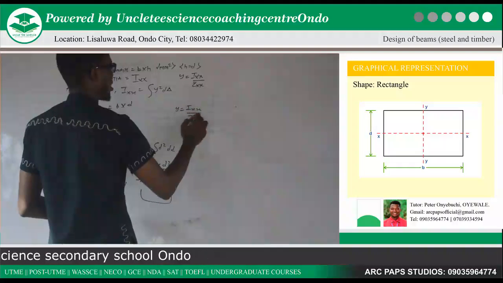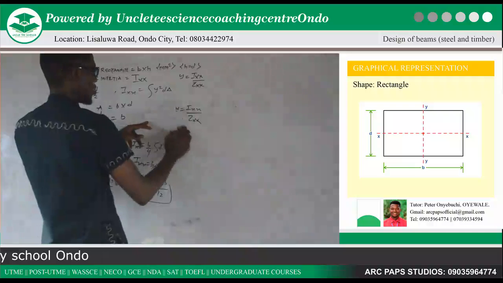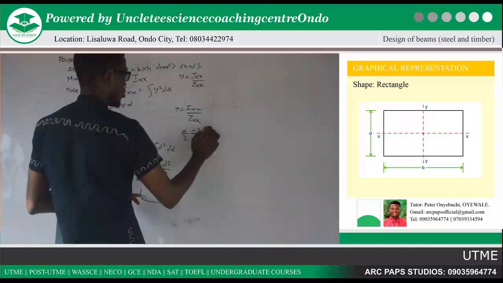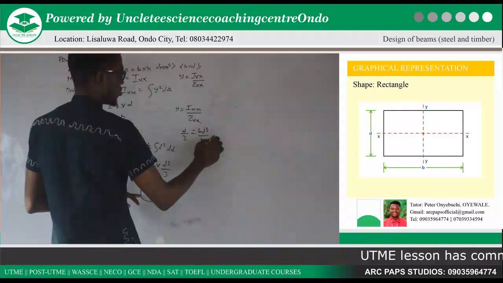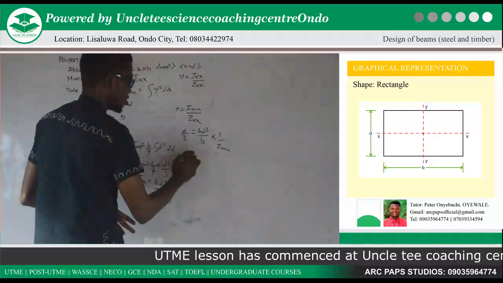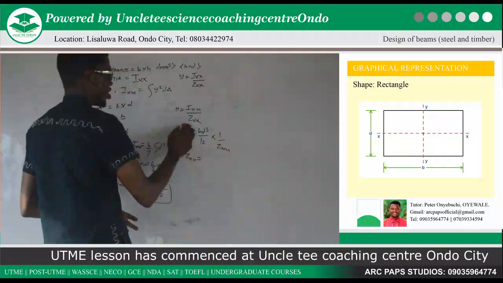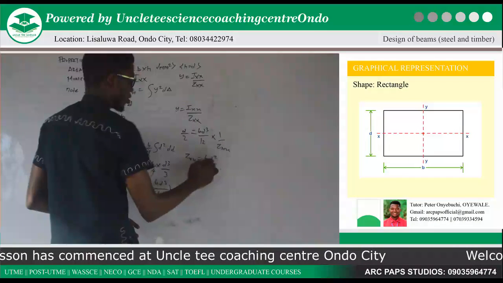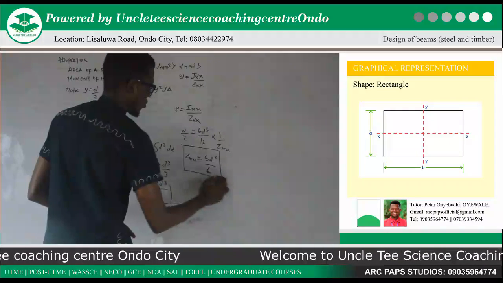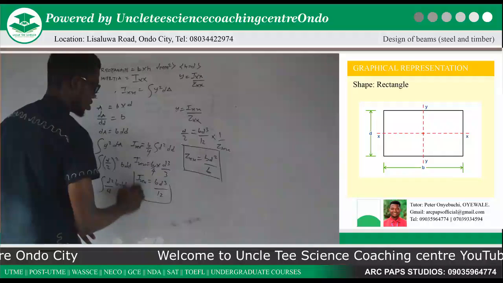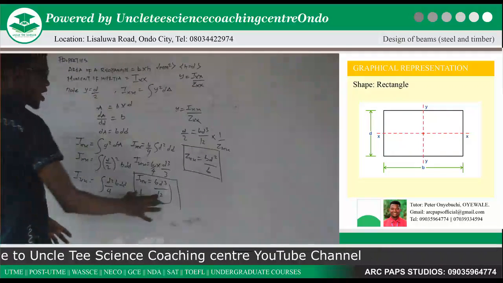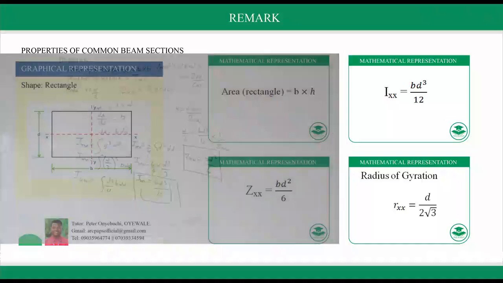Now since our y is equal to Ixx over Zxx, we can get our term for Zxx. Now our y is d over 2, which is Ixx, which is our bd cubed over 12 times 1 over Zxx. Now we made Zxx the subject of the formula. Our Zxx will then give us d in bd cubed, that is bd squared, 2 in 12, and that will give us 6. So this is the formula for our section modulus. And this formula for our moment of inertia is important for you to know too.